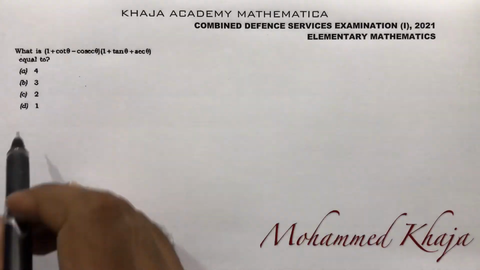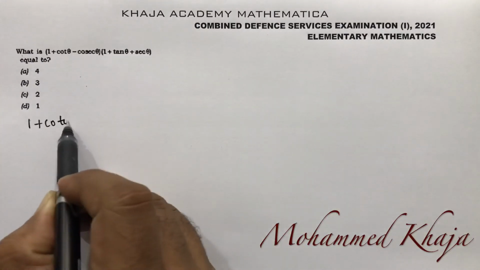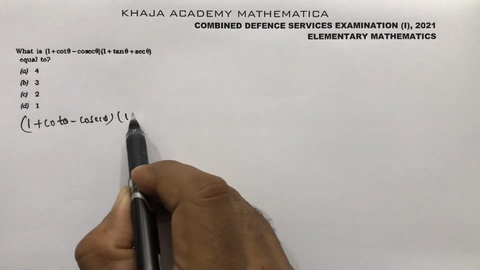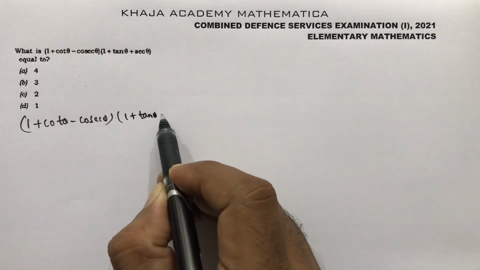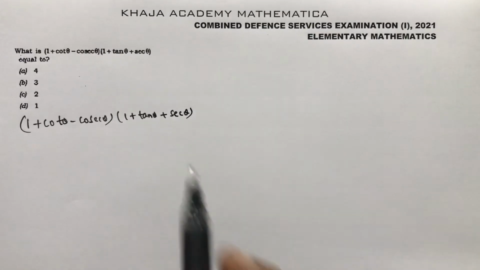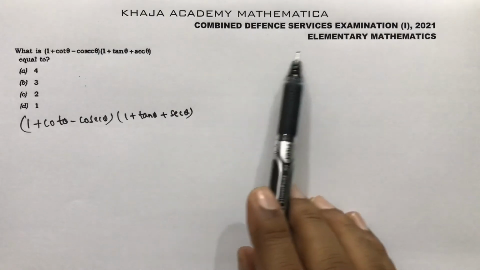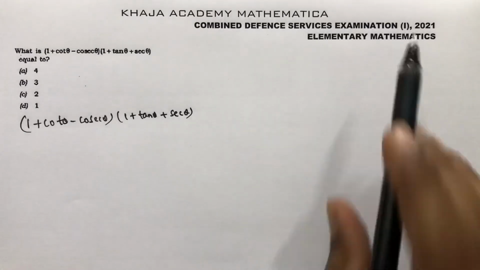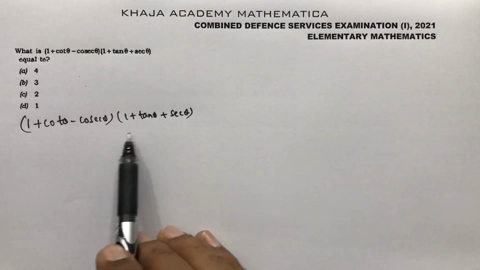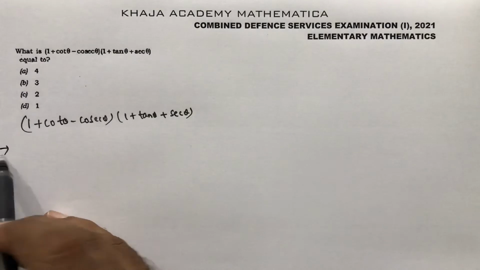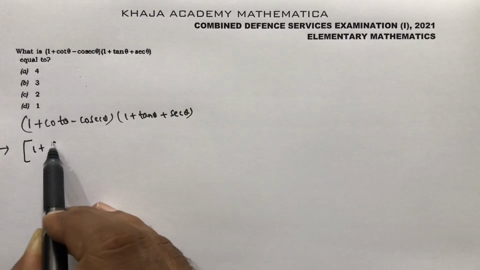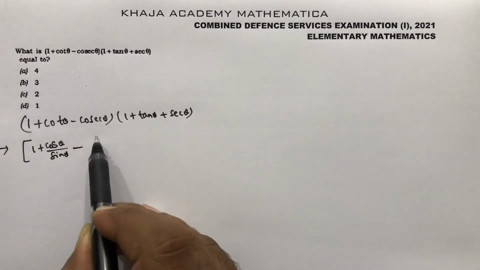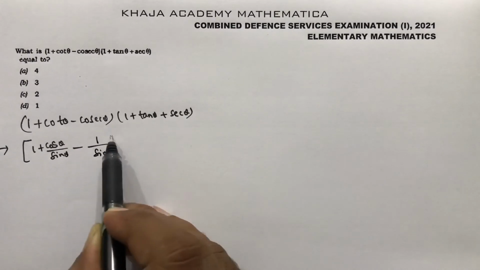What is (1 plus cot theta minus cosec theta) over (1 plus tan theta minus sec theta)? See, this question is taken from the CBSE and state syllabus, class 10th trigonometry topic. It appeared in the Combined Defence Services Examination, Elementary Mathematics for the year 2021, paper 1. To find the value, change everything in terms of sine and cos. Here cot theta you can write as cos theta by sine theta, and cosec theta you can write as 1 by sine theta.